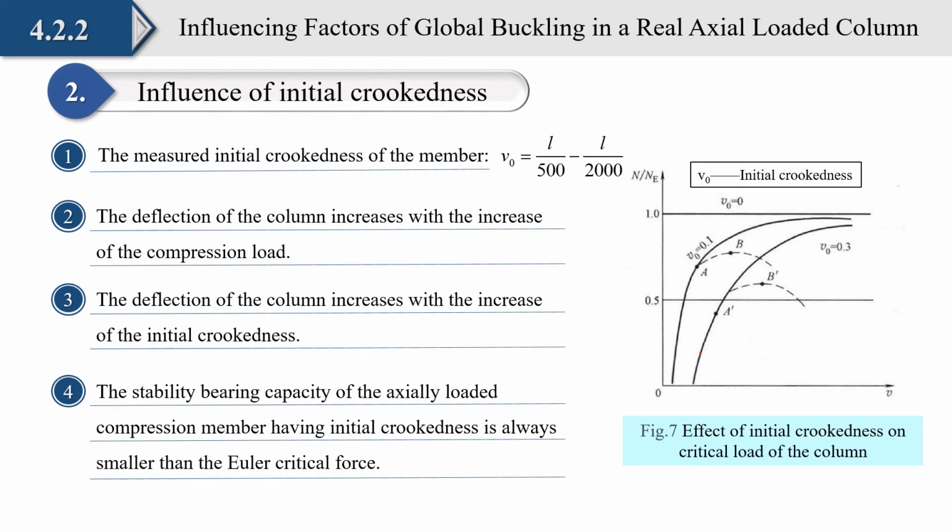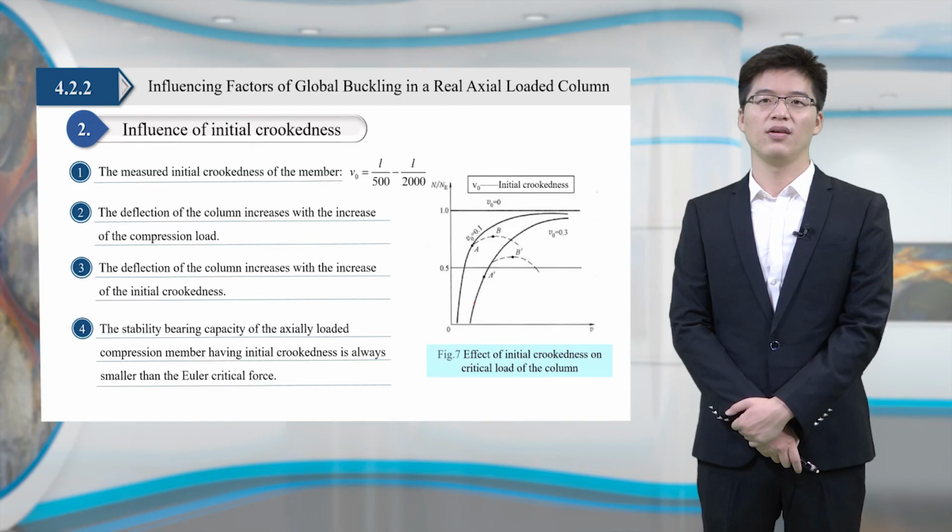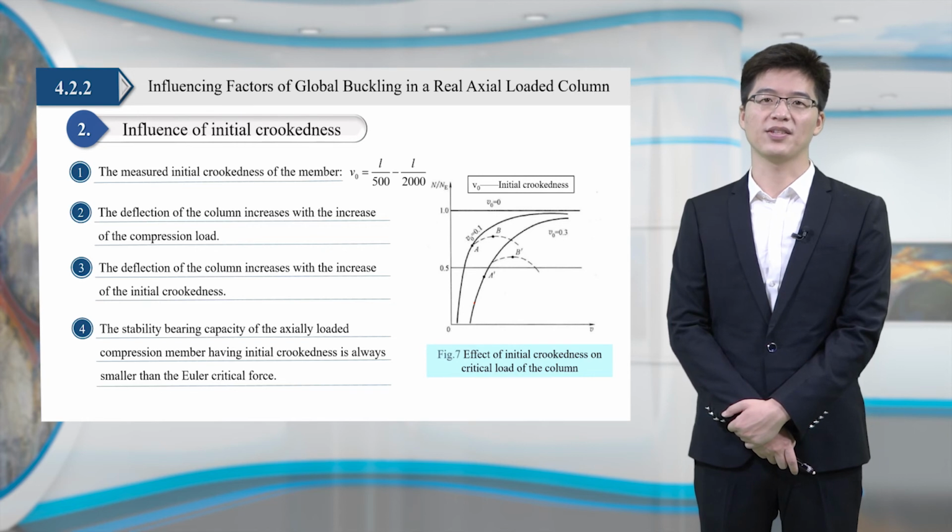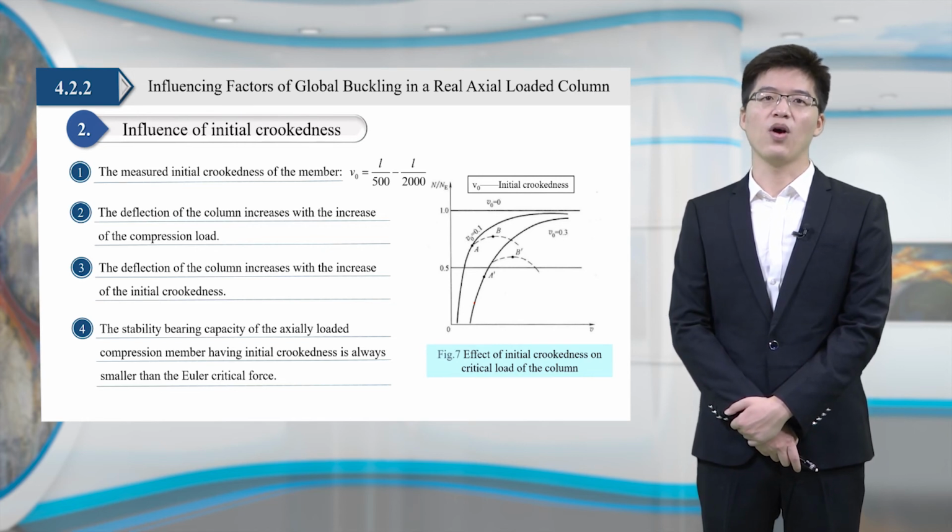Second, the influence of the initial crookedness of members. Real compression members generally have small flexural deformations before loading. According to Figure 7, we can get the following conclusions. Firstly, the measured results show that the initial crookedness of the member is between 1 in 2000 to 1 in 500 of the column length.